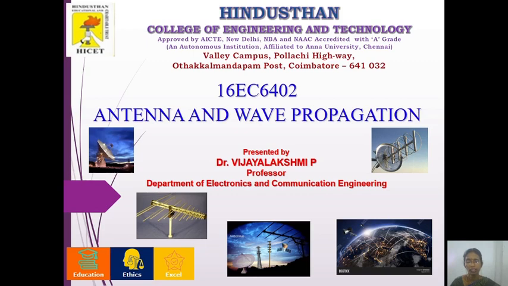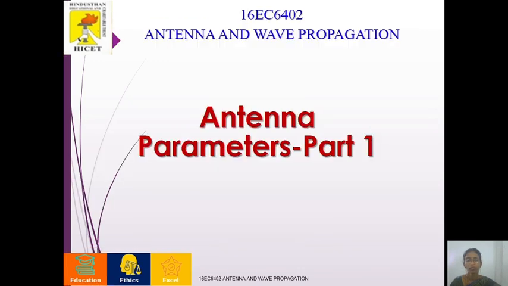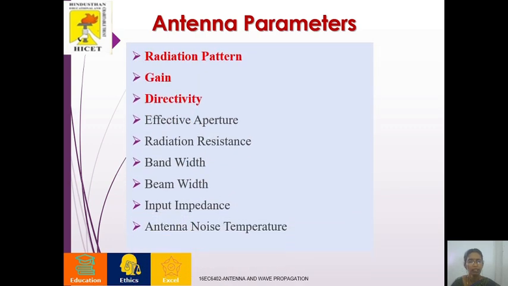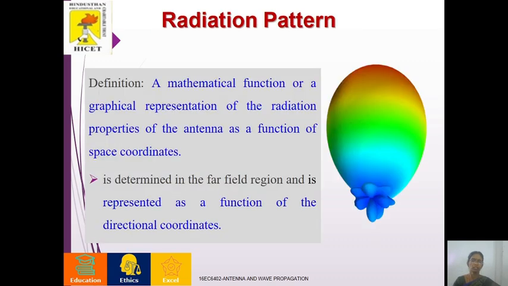Dear students, in this class, the basic antenna parameters will be discussed. Antenna parameters can be broadly classified as radiation pattern, gain, directivity, effective aperture, radiation resistance, bandwidth, beam width, input impedance, antenna noise temperature.